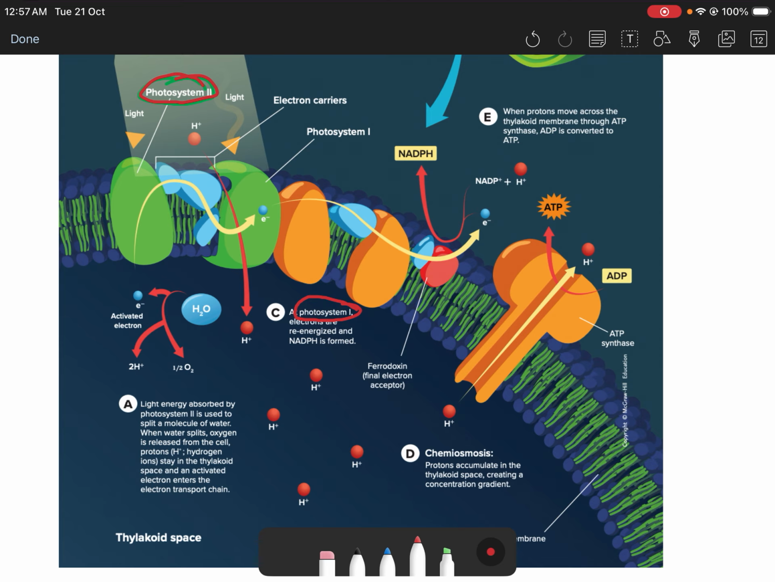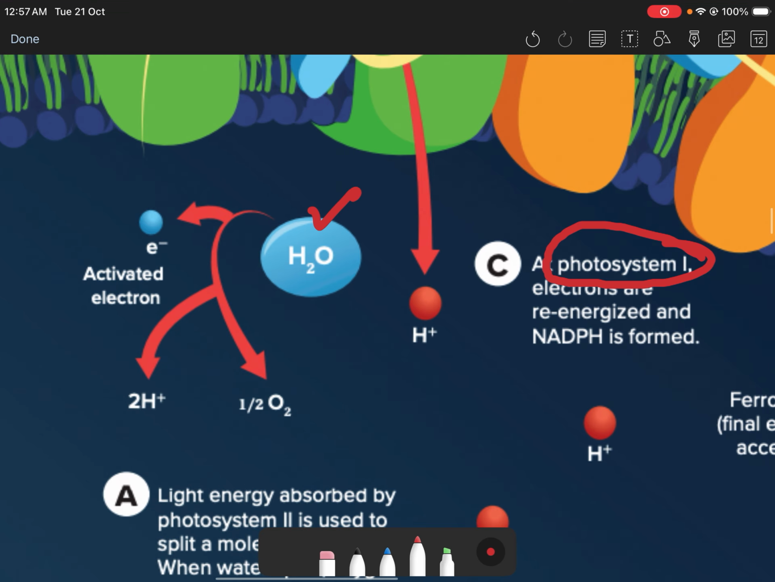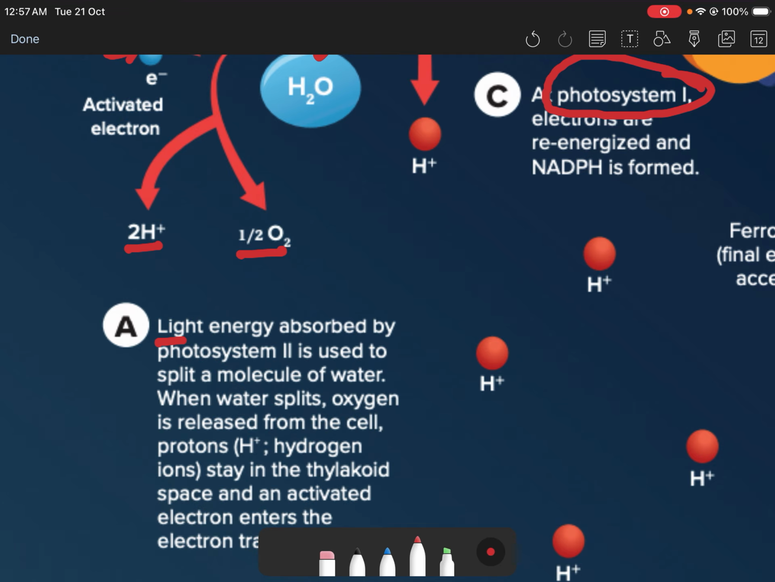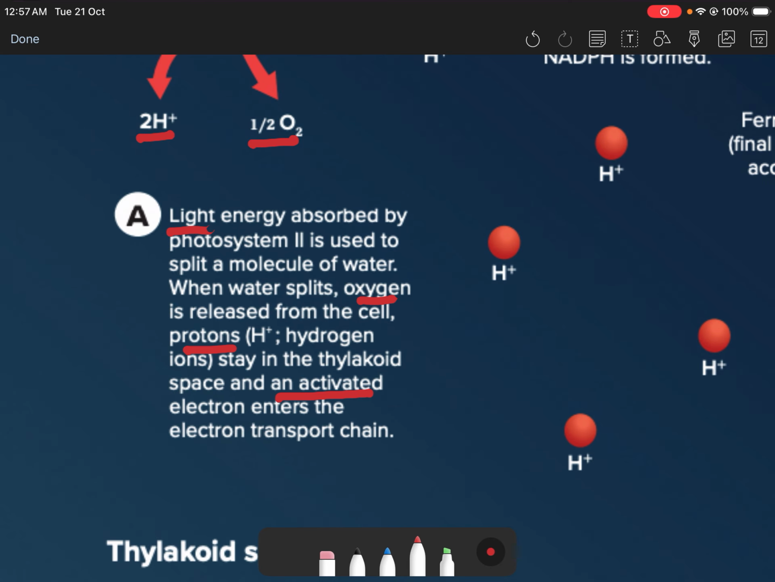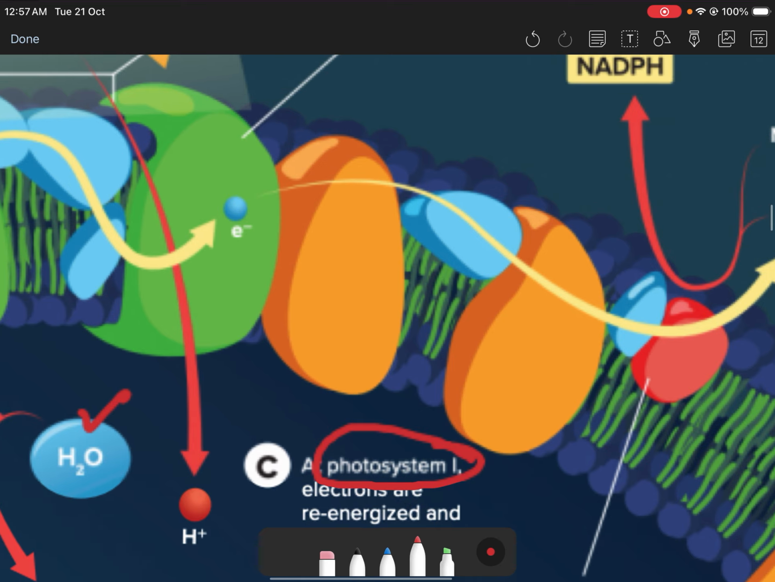So you have to understand, and then also know that the water breaks down into three major components. You can see the three components over here. There are protons, there is oxygen, and there are electrons. So three components are produced when the water breaks down, and this happens by the light. So light energy is absorbed by the photosystem 2, and the water molecule splits into oxygen, and it is released from the cell. There are protons that stay in the thylakoid and an activated electron that enters the electron transport chain. So these are the three major products that are produced over here.